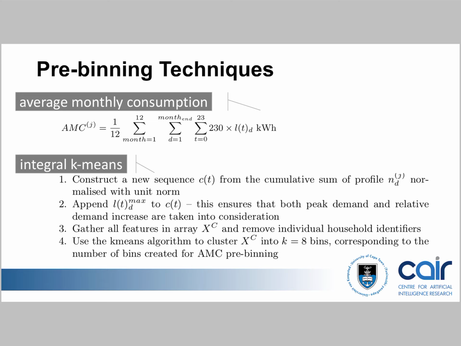And the second was an approach called integral kmeans, which, I guess, is a more complicated way of looking at an aggregation of consumption over a particular time period. Integral kmeans applies the kmeans algorithm twice. We first cluster all the profiles to find the most similar ones based on average consumption, and then we do a second clustering within that to actually group load profiles.